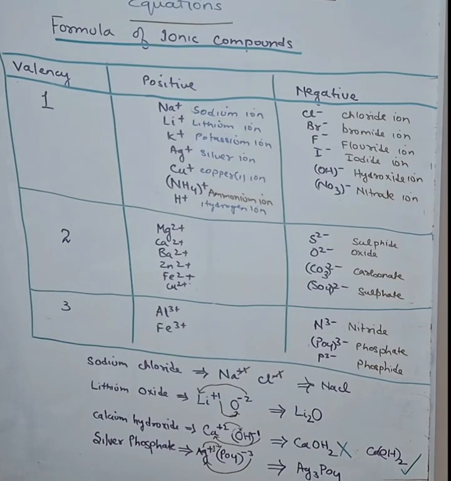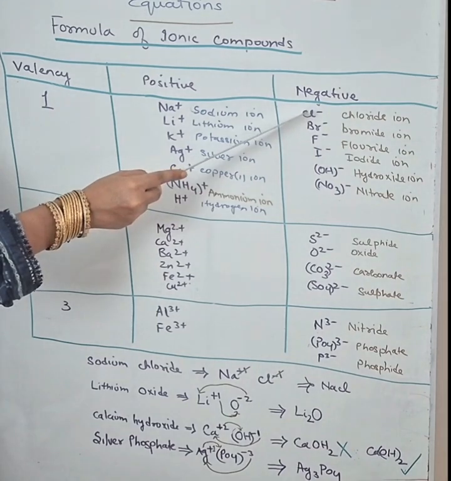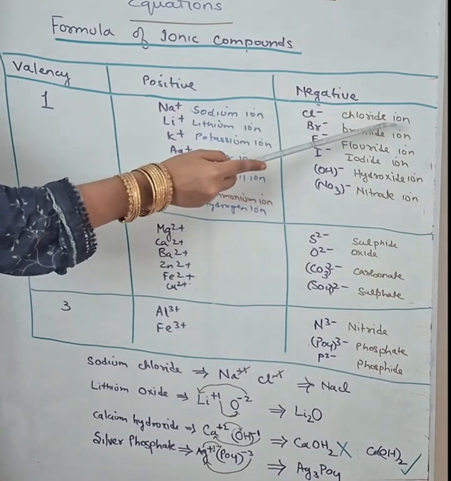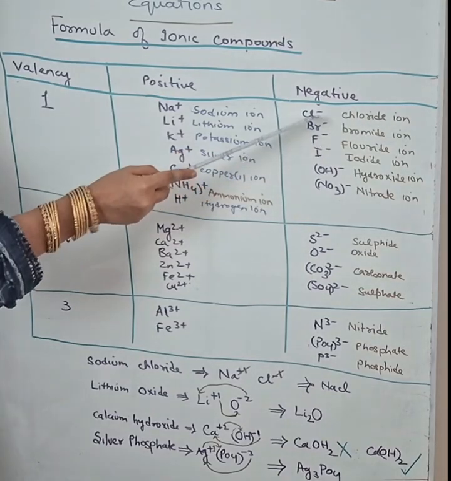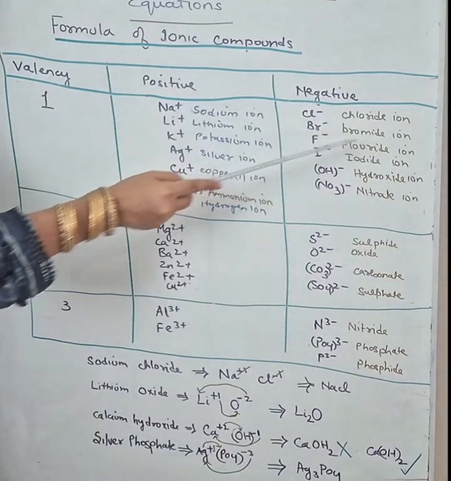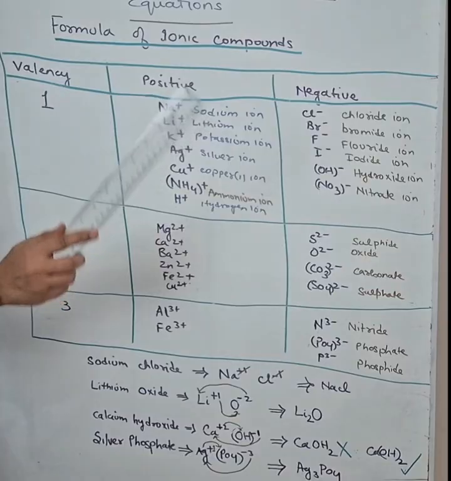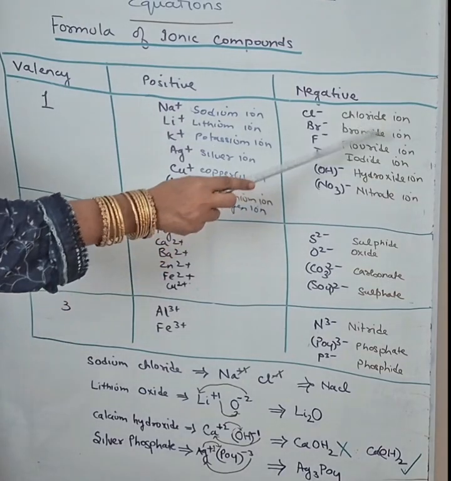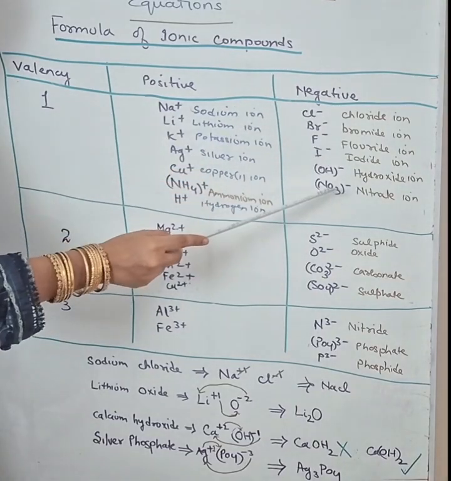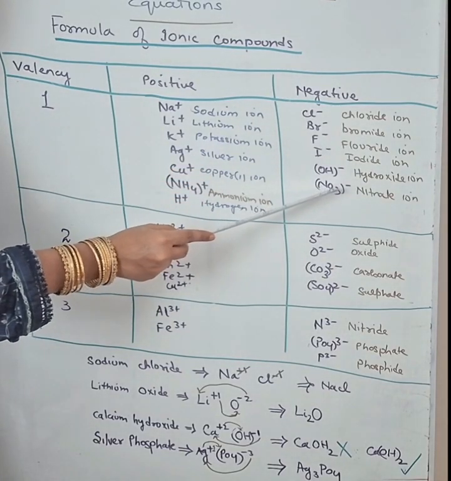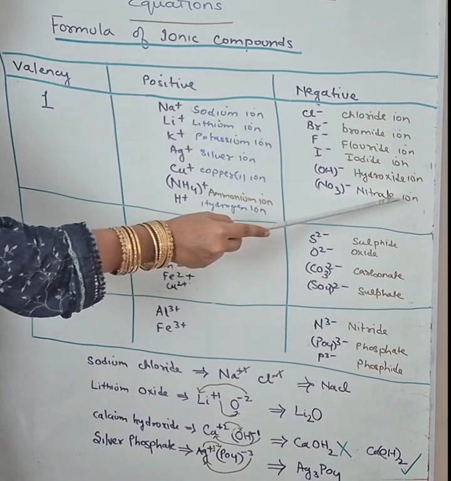Here one more thing you need to mark is that if the negative ion is made up of the same type of atom, that means it's only chlorine, then the name ends with ide: chloride. If an ion is made up of only bromine, then its name ends with ide. Only fluorine, ide. So if the negative ion is made up of only one type of atom, then its name ends with ide. But if the negative ion is made up of more than one type of atom, like here it is made up of 1 nitrogen and 3 oxygen, then its name ends with ate.